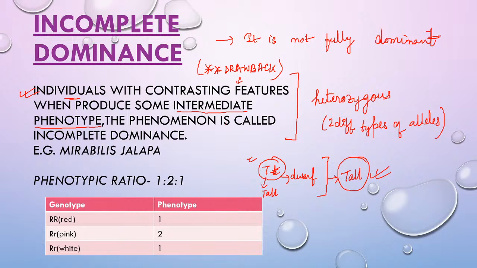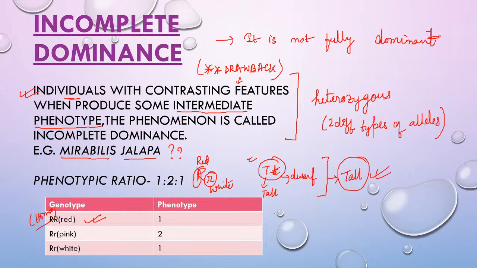Now, where do we see incomplete dominance? We find it in Mirabilis jalapa. What is Mirabilis jalapa, guys? It is a night flower, and in this flower there is a gene which codes for the red flower, that is homozygous red. Both are capital R, capital R. Capital R denotes the red color, whereas small r denotes the white color. This one is red and this one is white.